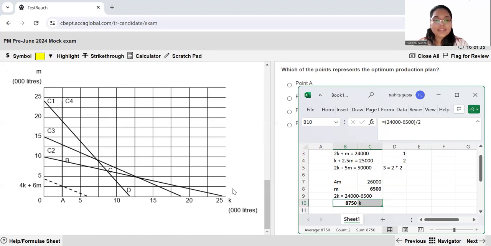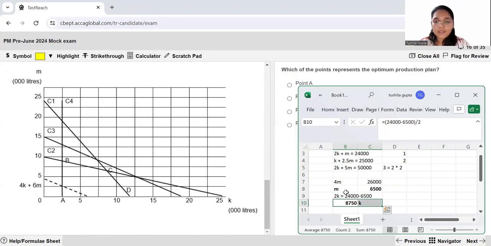So firstly, M is on this axis and I want M to be 6,500. Somewhere between this figure, point C, although it seems very close to 6,500, this would be way more than 7.5 or 8. So point B cannot be your answer, A cannot be your answer. It's C or D. C looks the closest one.